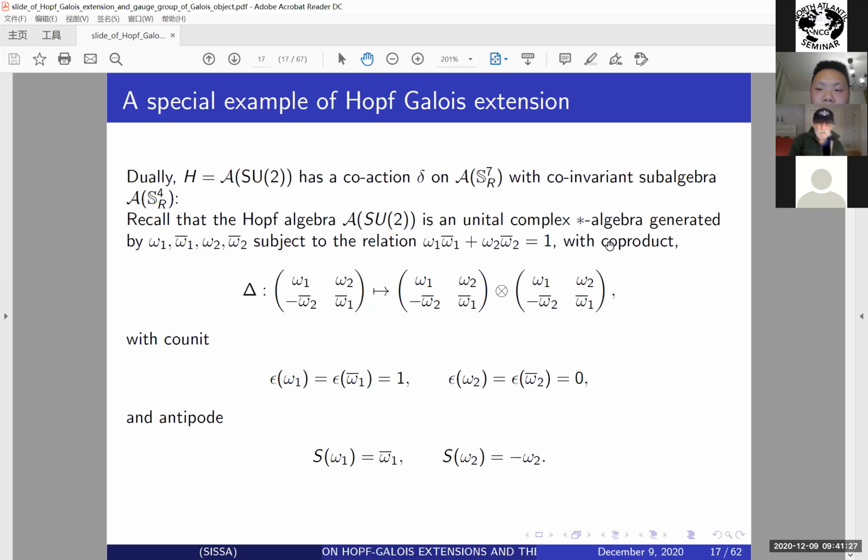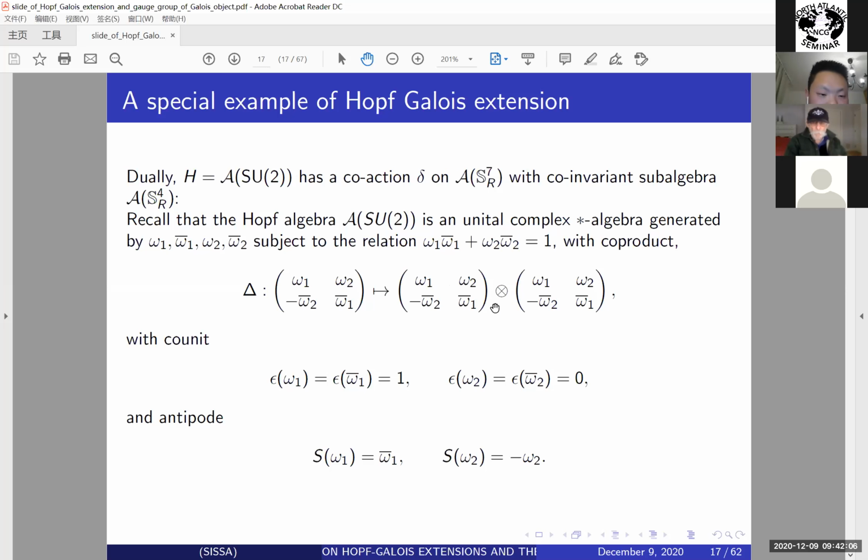And they also have the coproduct, and we write them in a compact way. To be more precise, delta of omega 1 is equal to omega 1 tensor omega 1 minus omega 2 tensor omega 2 bar. And similar to the omega 2 example, delta of omega 2 is equal to omega 1 tensor omega 2 plus omega 2 tensor omega 1 bar. Any question? No, it's just standard matrix multiplication. Okay, it's just a standard matrix multiplication, but in this way, I just write them together.